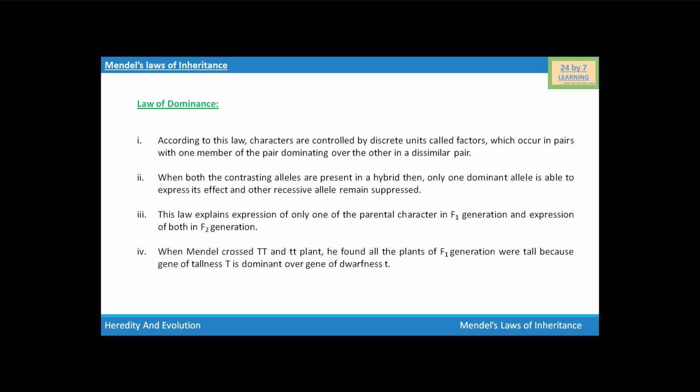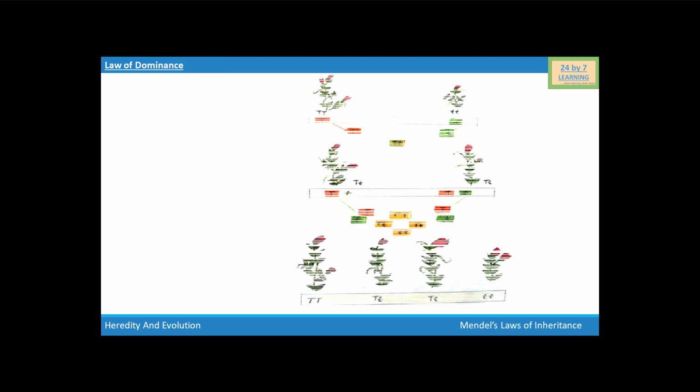When Mendel crossed a capital TT and a small tt plant, he found all the plants of the F1 generation were tall, because the gene for tallness, capital T, is dominant over the gene for dwarfness, small t. In this picture, you can understand the law of dominance in this monohybrid cross. This is the tall plant having both the alleles for tallness, that is capital TT, and this is the dwarf plant having both the alleles for dwarfness, small t.